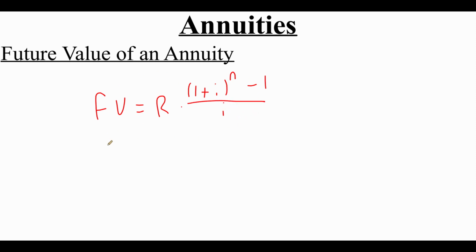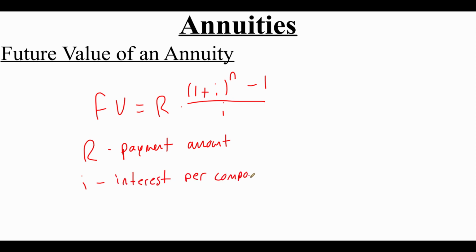Now in this formula, R is the amount of money that we're constantly paying in. I stands for the interest per compounding, and we can find that by taking our interest rate divided by the number of compoundings per year. And then that n value is the total payments that we're making over the life of this annuity, and we can find that by taking the number of compoundings times the number of years.